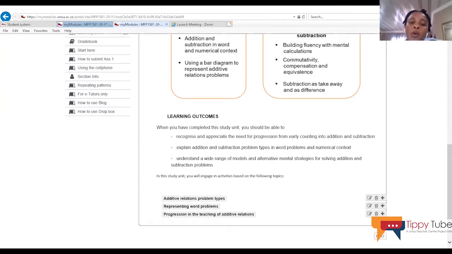Then we go to the progression in the teaching of additive relations. With the progression of the additive relations, you have information there which is extracted from the study guide. If you read the study guide, you'll find the same information. But what is important here is that I would like you to focus on level 4, which is about bridging through 10. In the study guide, it is explained that this is a situation where a move is made to non-count by ones. This is a strategy by using 10 as a benchmark.